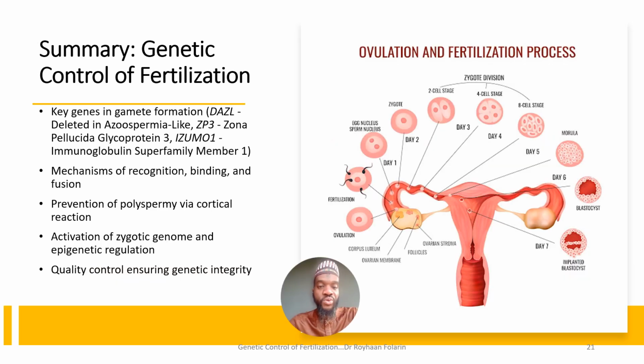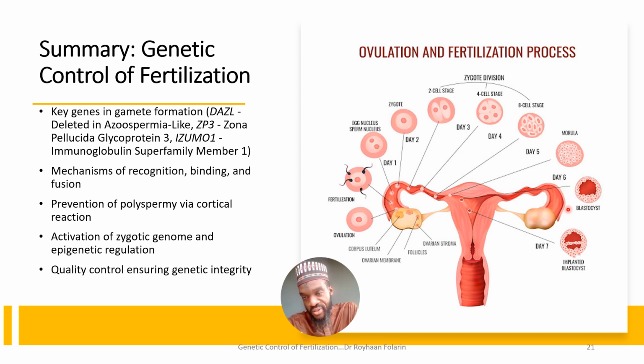development. So in summary, to conclude, we understand that the genetic control of fertilization involves a complex interplay of genes and pathways, right? So from gamete formation down to genome activation, each of the steps you find in between is tightly regulated to ensure reproductive success. And it's always important to understand this mechanism in order to address fertility challenges that may occur and to be able to advance reproductive medicine.